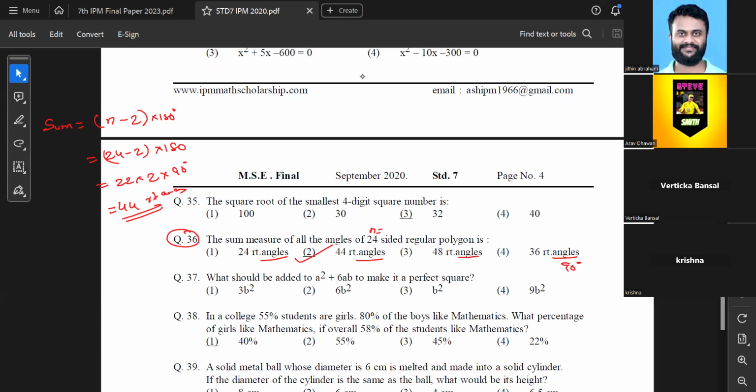Krishna, I was able to hear some noise from your end. Was it you speaking with me or was it a background noise? Sorry, sir, it was a background noise. Okay, okay.